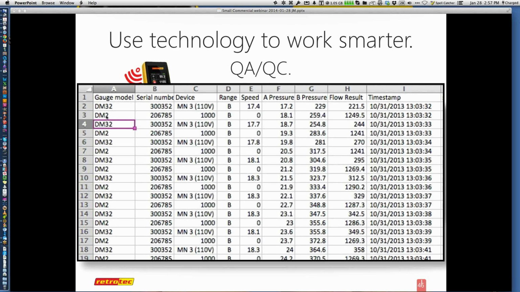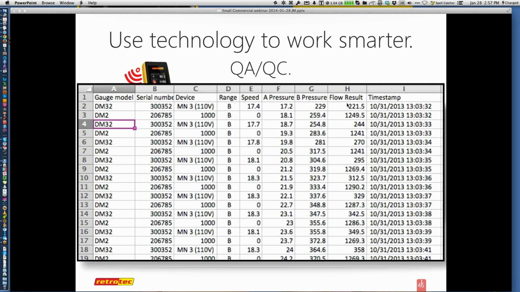They keep repeating themselves every second. It tells me what the serial number was for the gauge, and here's the device. For the DM32, I had it set up with a Minneapolis blower door, a Model 3, and the DM2 was running a Retrotec 1000 blower door. So I had 2 blower doors running. They both run the B range. It also gives me the pressure on channel A and B as I was reading those.